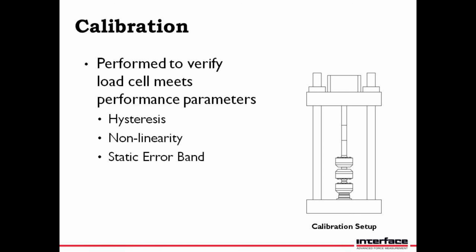Thank you, sir. All right, calibration. Calibration is performed to verify the load cell meets performance parameters, more or less to characterize a load cell's performance and ensure that it is meeting performance criteria. Now, every load cell that goes out of our door comes with a NIST traceable cert at the very least. We also offer A2LA or ISO 17025 calibrations, as well as ASTM E74 compliant calibrations. Something to note is that Interface offers recalibration services for any manufacturer of load cells, so that is something to keep in mind.